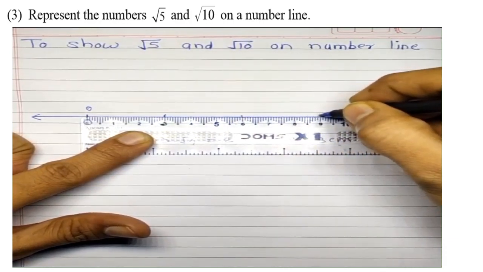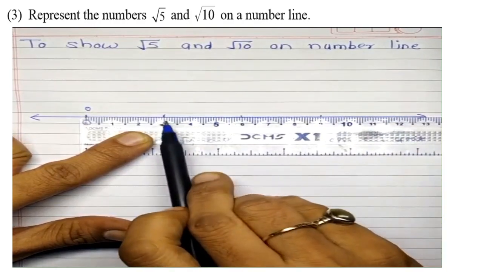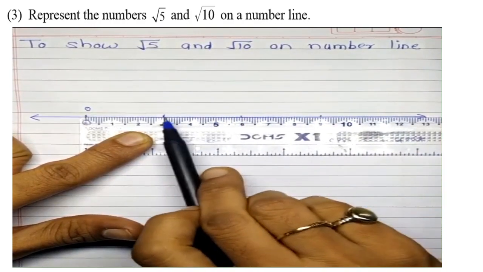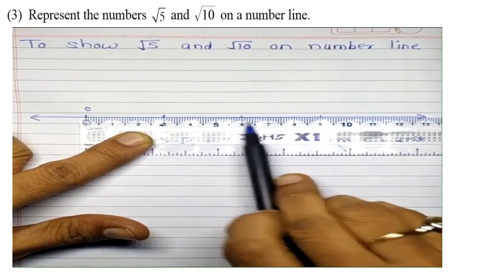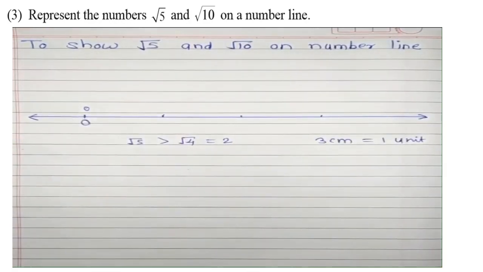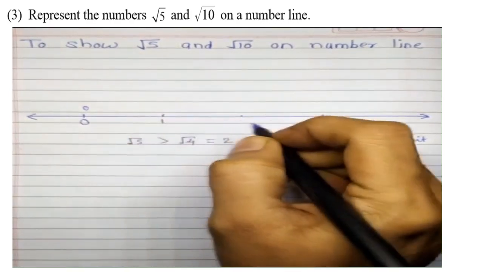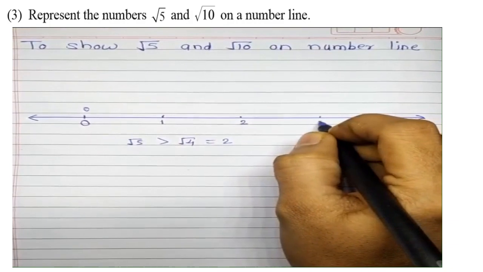1, 2 and 3. Again I am doing one marking here. Okay. So the units are set here. This is 1, this is 2 and this is 3. What we have decided is 3 centimeters is equal to 1 unit. Okay. So this is my 1, this is 2 and this is 3.